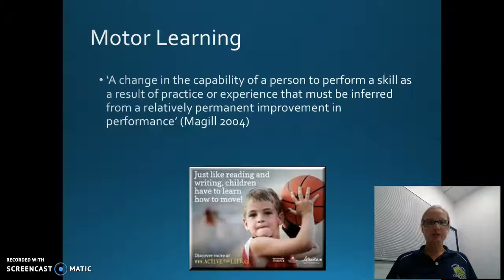So, motor learning. This is a very wordy definition, so bear with me. A change in the capability of a person to perform a skill as a result of practice or experience that must be inferred from a relatively permanent improvement in performance. So, basically, it means that you've practiced over and over again, and it's resulted in performance improvement physically.